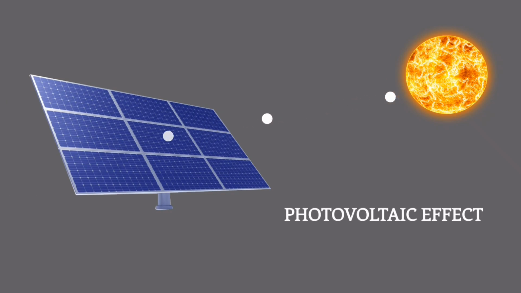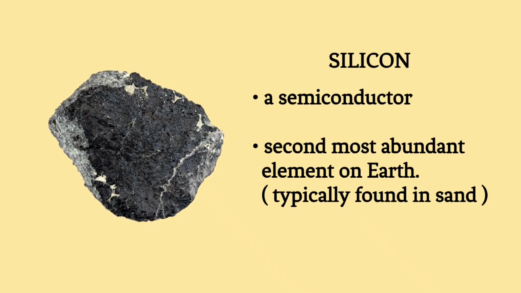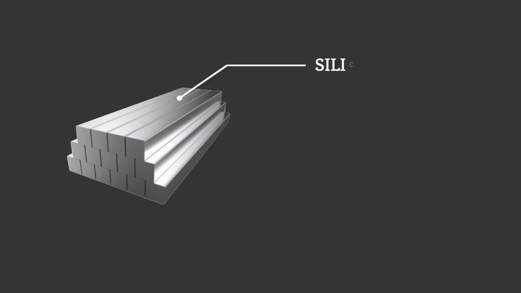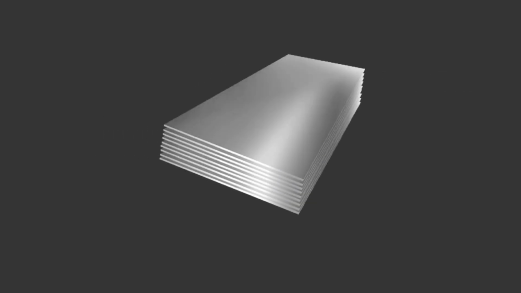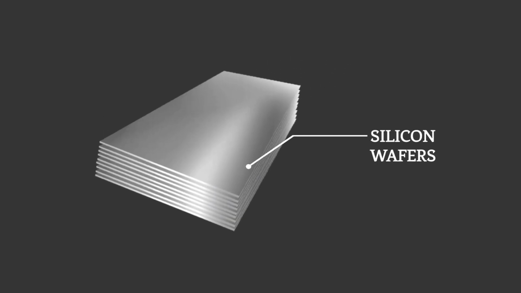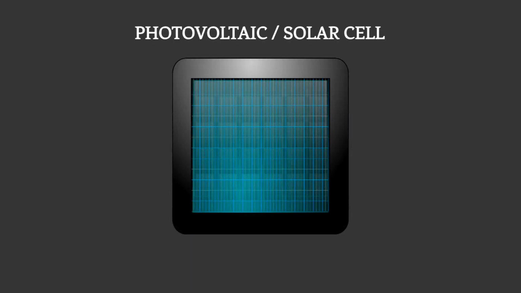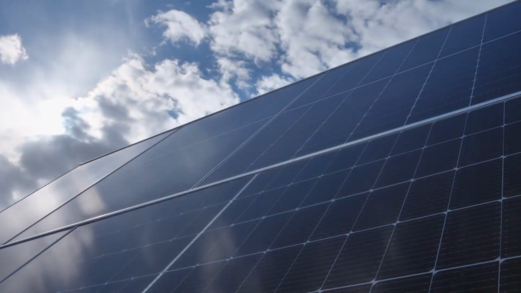Solar panels are typically made of silicon, a semiconductor material, and also the second most abundant element on Earth. The silicon is processed and divided into thin layers, known as silicon wafers. The silicon wafers are what is used in creating a photovoltaic cell, which is simply known as a solar cell. A solar panel is composed of many solar cells, and it is what converts solar energy or sunlight into electricity.